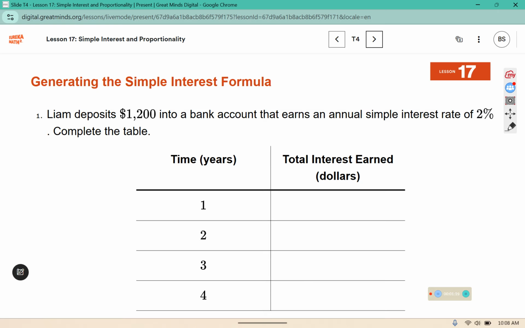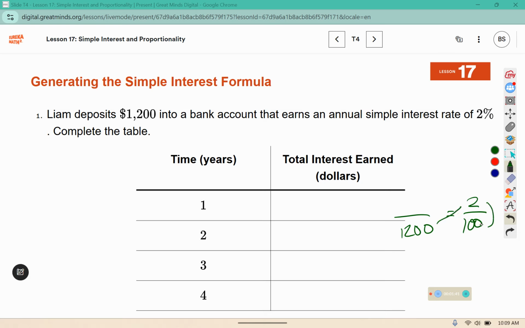Liam deposits $1,200 into a bank account that earns an annual simple interest rate of 2%. Complete the table. So if we earned 2% on a $1,200 account balance, we can cross multiply and divide. And that gives us 24. So in 1 year, they're going to earn $24.